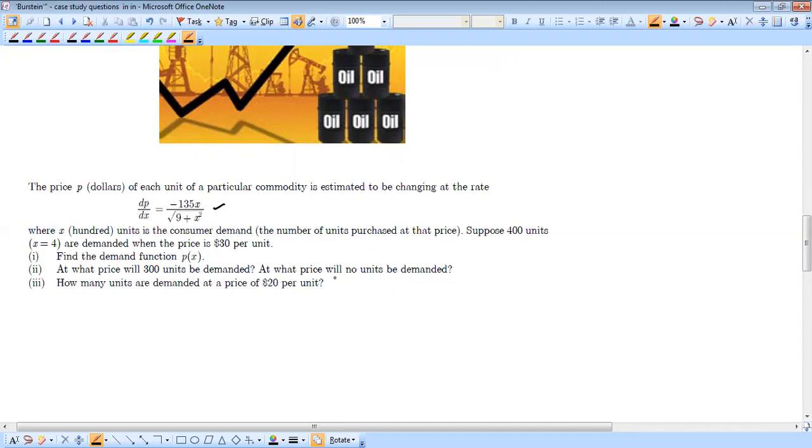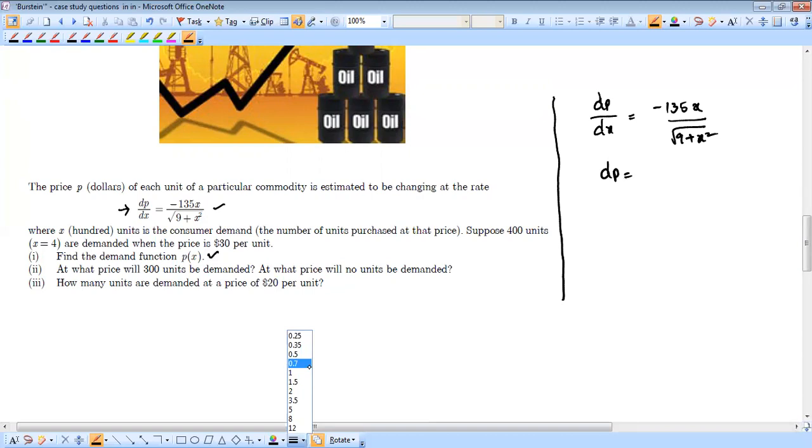Now, coming to the first question, find the demand function. He is asking the demand function. It is given the rate of change of the demand function, so you are supposed to use the variable separable method. Now, dp by dx is equal to minus 135x divided by root over 9 plus x square. So separate the variables: dp I'm leaving here, dx I'm sending to the other side, minus 135x divided by root over 9 plus x square dx. I'm doing integration on both sides.